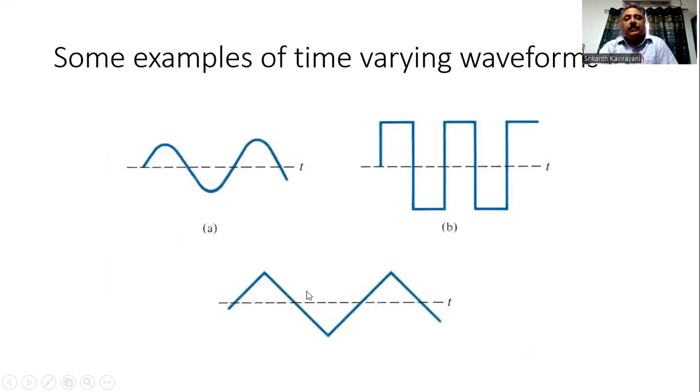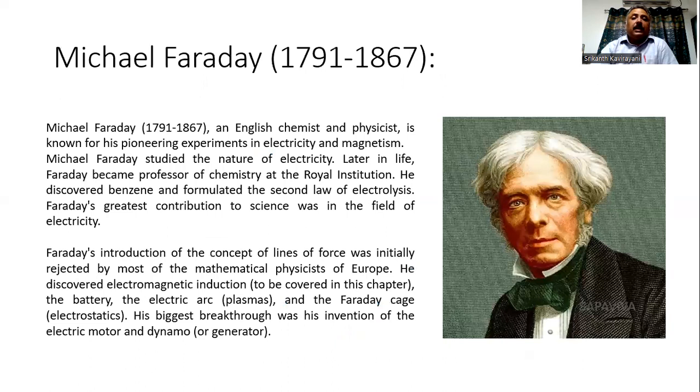Some examples of the time varying waveforms are the sinusoidal, the sawtooth, and the pulse as I've shown here. These are time varying examples which we need to analyze.